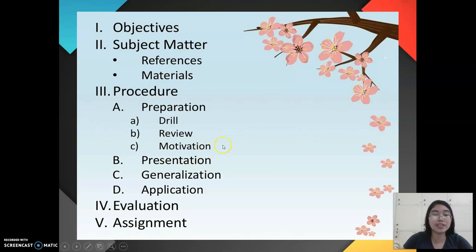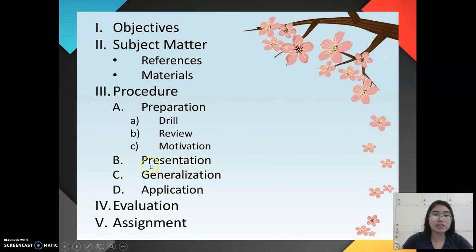you can include a motivating activity to ignite their interest in learning, and also presentation, generalization of the lesson, and application of their learning. So how are they going to apply their learning? Of course, you can include activities that are suited to your lesson objectives and should be aligned. This entire procedure and content of your lesson plan should be aligned with the objectives you have. So the materials must be suited to the objectives.